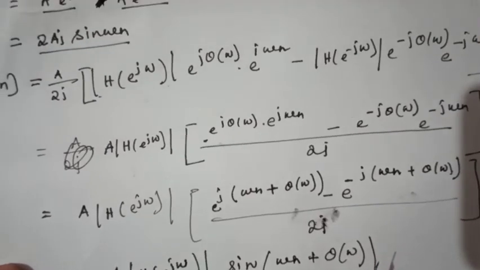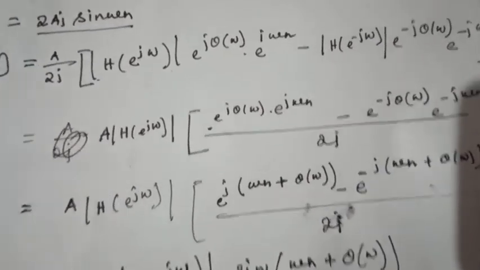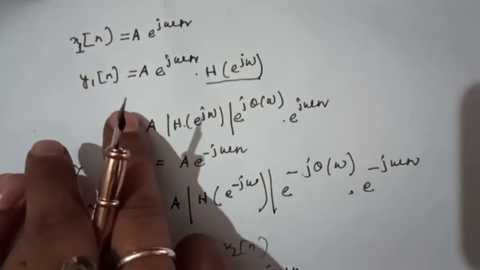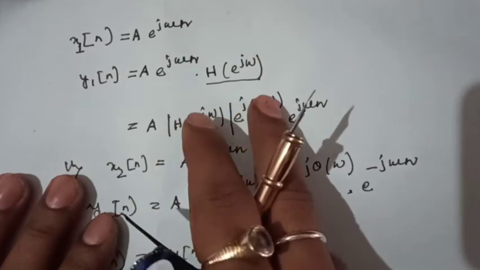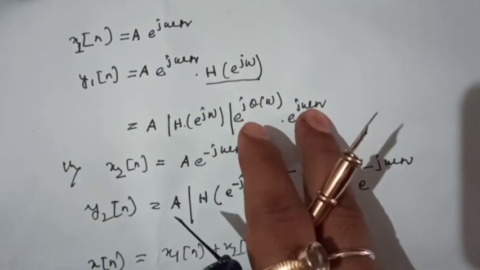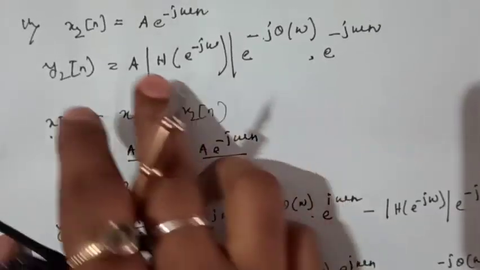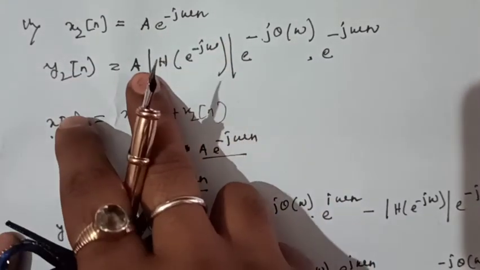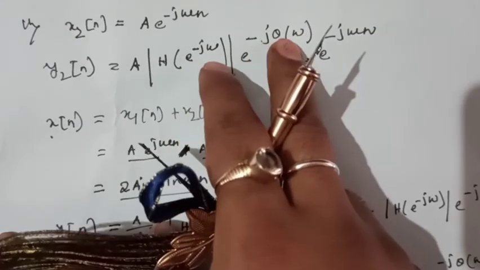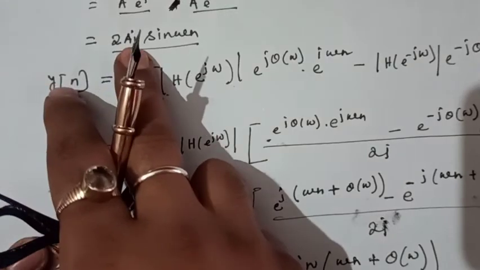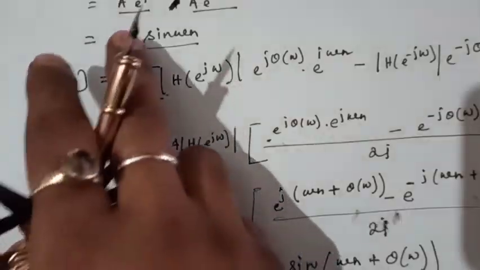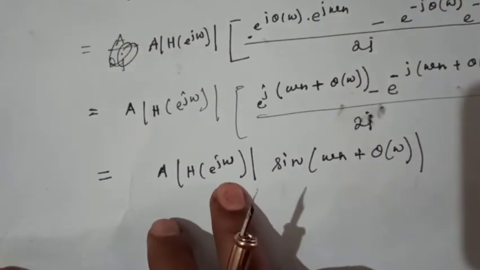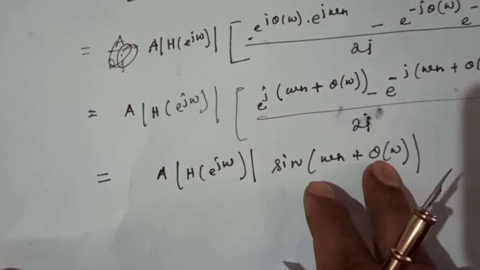So as you can see, when my input x of n is a e to the power j omega n, the output is a h of e to the power j omega into e to the power j theta omega into e to the power j omega n. Same way, for minus a e to the power minus j omega n, it is a h of e to the power minus j omega e to the power minus j theta omega into e to the power minus j omega n. Similarly, if my input is A sine, then we will get A magnitude of h of e to the power j omega sine of omega n plus theta omega.